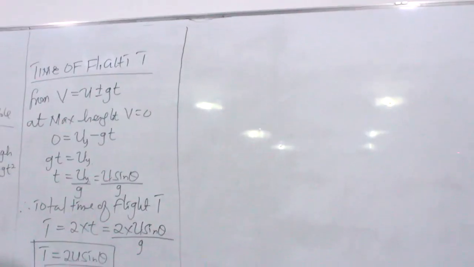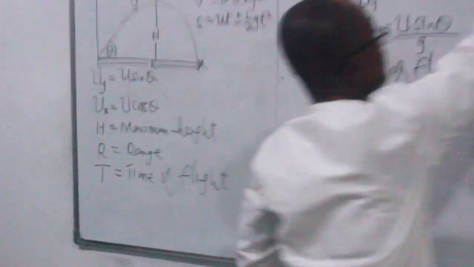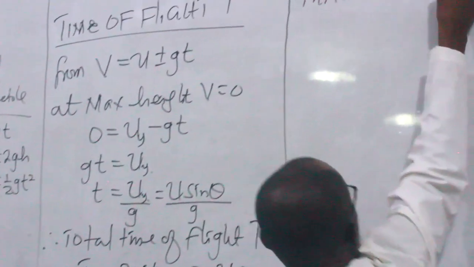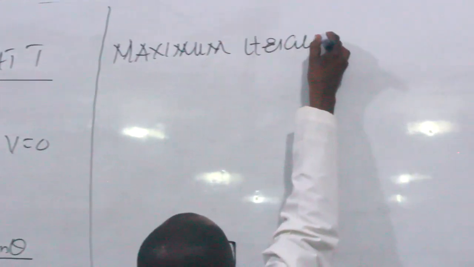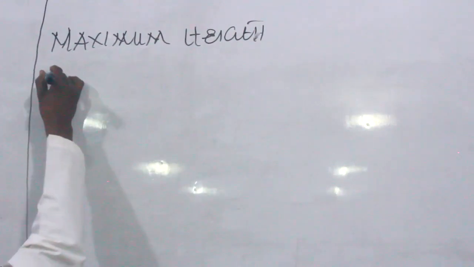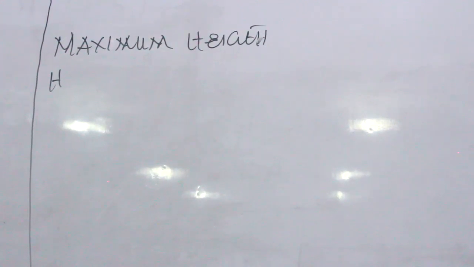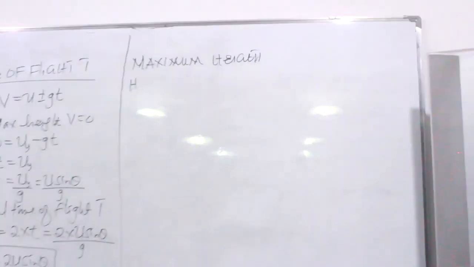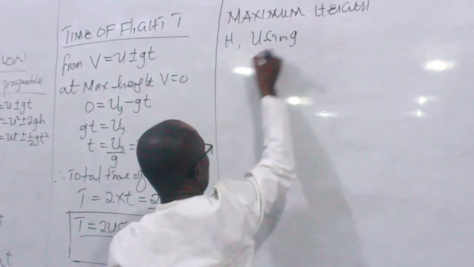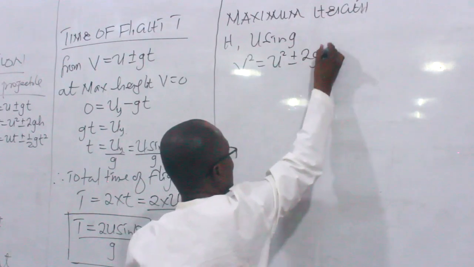So the next, again, is the maximum height. Let's call it H. Suppose we decide to use V squared equals U squared plus or minus 2GH.